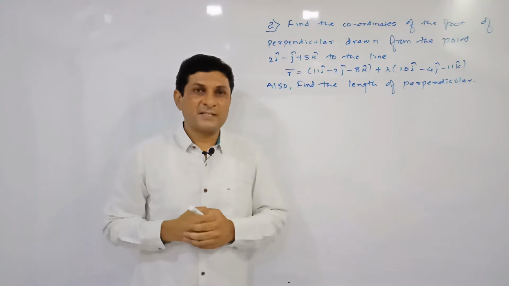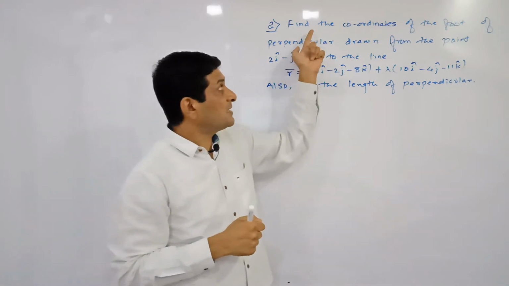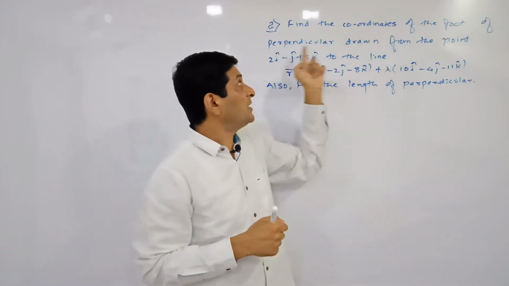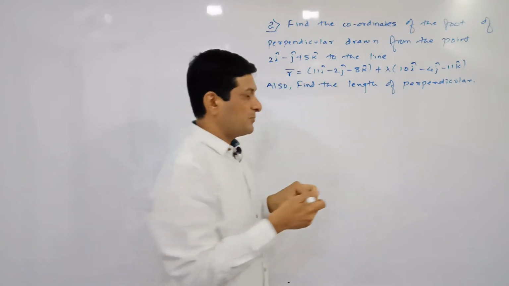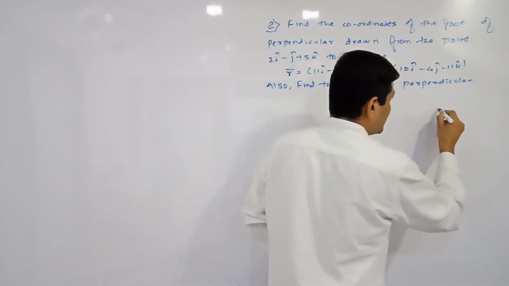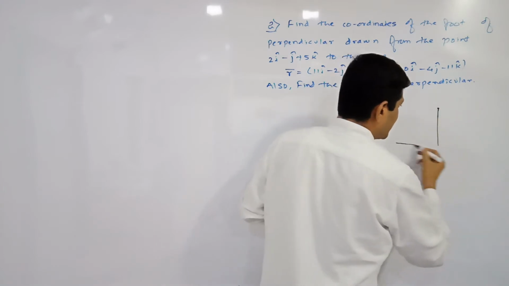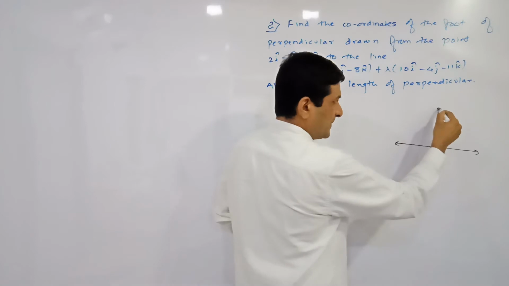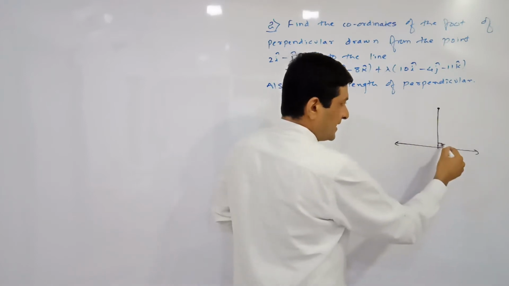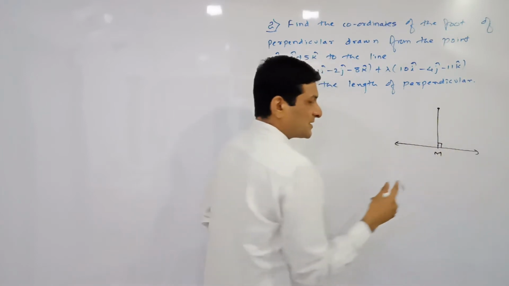So now observe the second example. In the second example, the question is to find the coordinates of the foot of perpendicular drawn from this point to this line. Observe the given condition. One point is given to us and one line is given to us. The question is to find the foot of perpendicular. Let us draw a perpendicular from this point on this line. Let us denote the foot of perpendicular, say, by M.